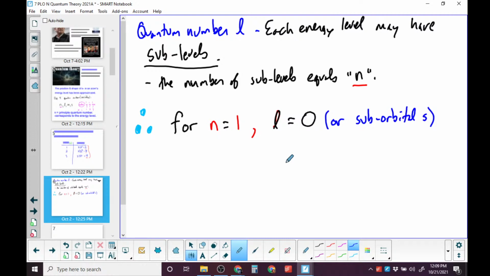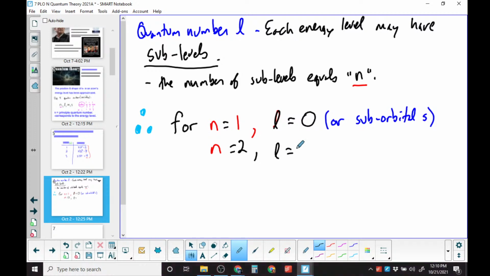Yeah, sure. So L can be multiple things. S is when it's 0. So the 0 is S. It might help if I do this. For N is equal to 2, then L, how many sublevels are there when N is equal to 2?